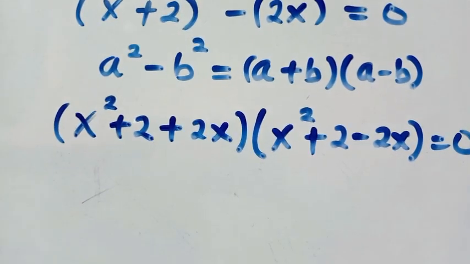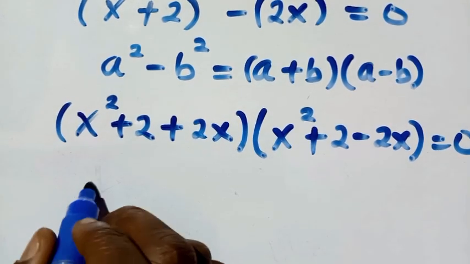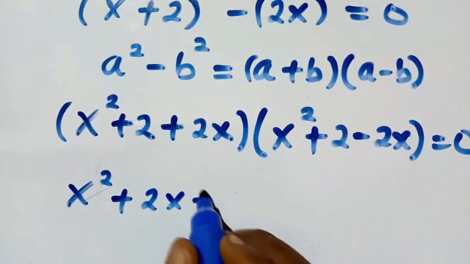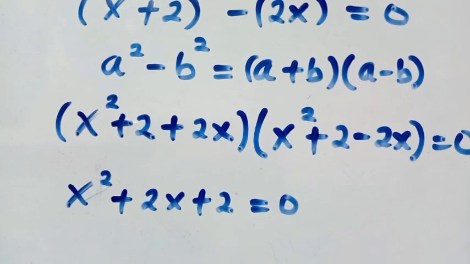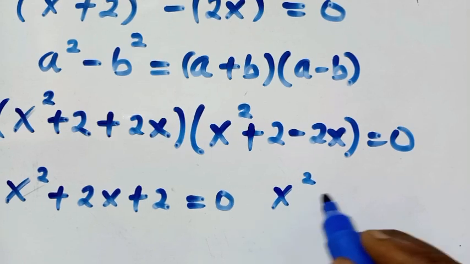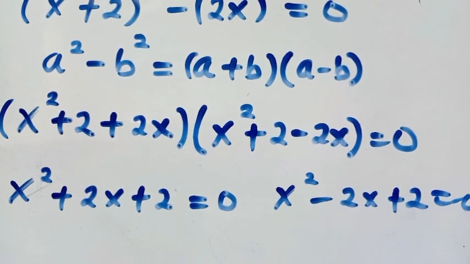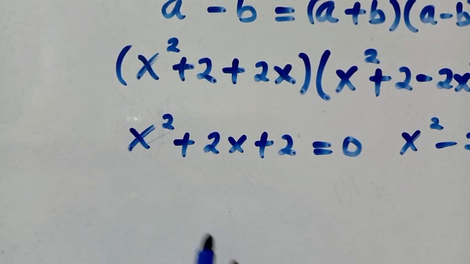Getting to this stage, the next thing we do is let the first factor and the second factor each equal 0. Here we have x squared plus 2x plus 2 equals 0, and the other part, x squared minus 2x plus 2 equals 0. Let's deal with the first one.